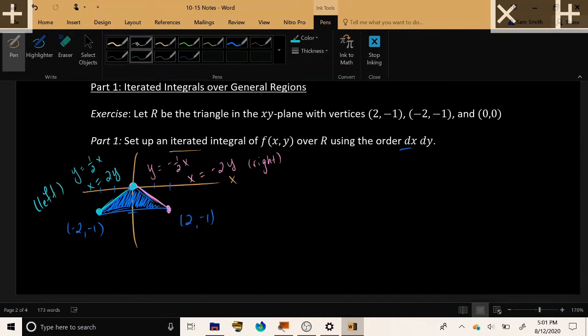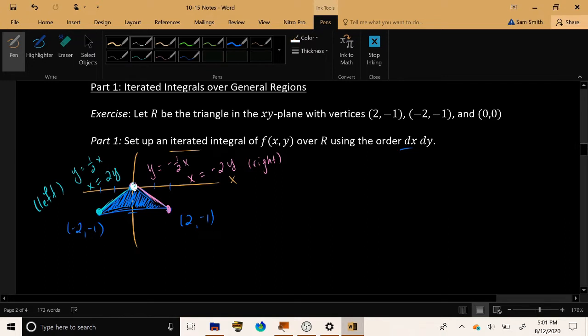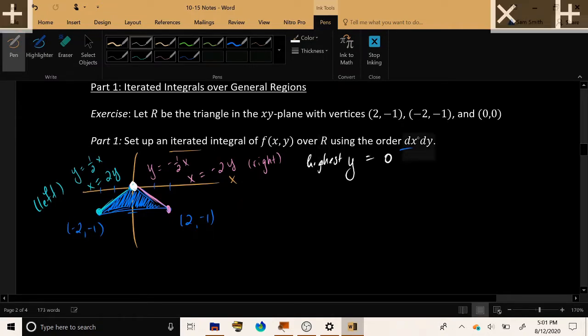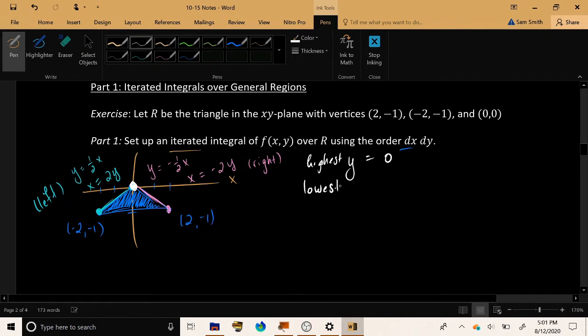Now, if I look amongst this region for the full set of y coordinates, the highest y coordinate, the largest y, is going to be y equals 0, corresponding to the top of the triangle. And the lowest y is going to be y equals -1, corresponding to the bottom of the triangle.